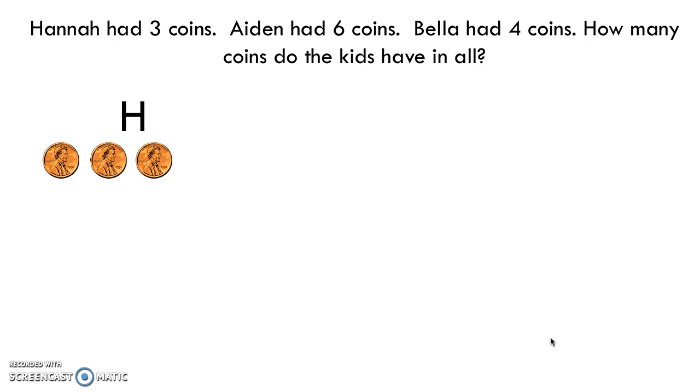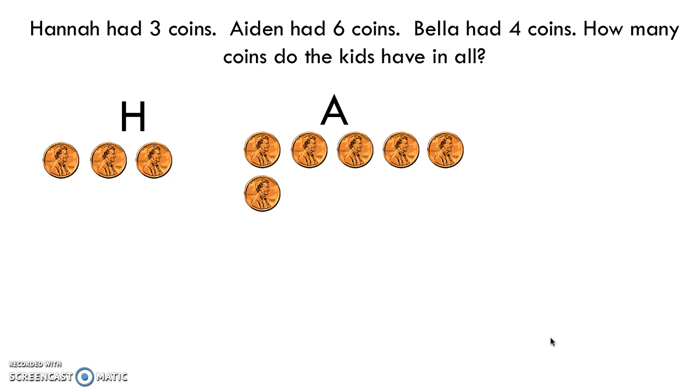The next sentence says, Aiden has 6 coins. I'm going to need to show that in my drawing, so I'm going to do an A for Aiden, and I'm going to draw my 6 coins. Notice again how once I filled up my 5 group, I went to a new row, and so it was very organized. The next sentence says, Bella had 4 coins. I'm going to go ahead and write a B for my label for Bella and do her 4 coins.